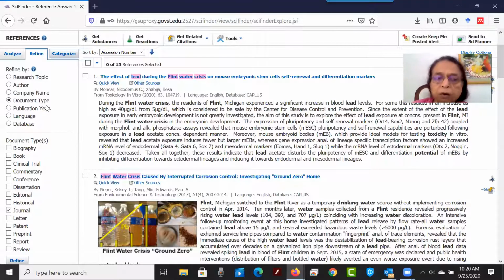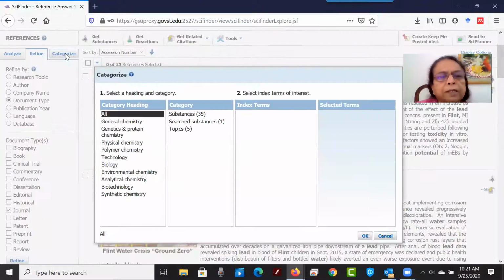I'm pointing these out because these are the questions that are on your assessments. When will you be using company information and all of that, okay? And then you can categorize. Now, what does categorize do?